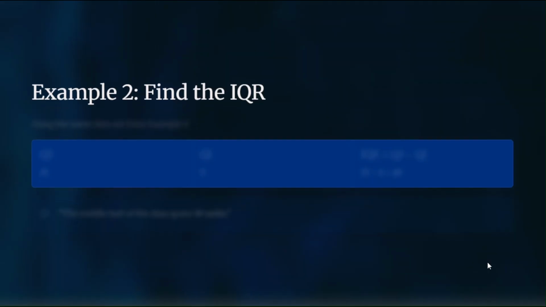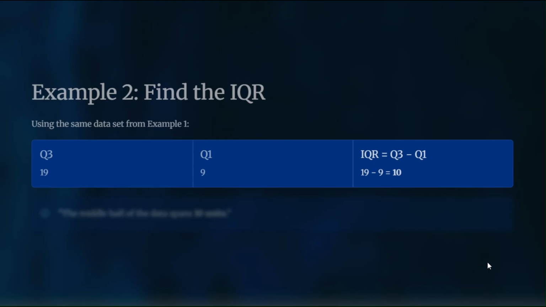Now if we want to find the IQR for the same data, remember that Q3 was 19 and Q1 was 9. So the IQR will be 19 minus 9, which is 10. In this case, the middle half of the data spans 10 units.